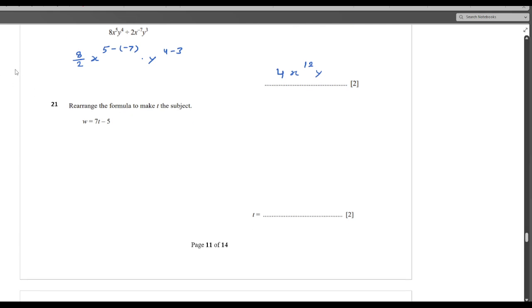Rearrange the formula to make t as the subject. Okay, so here I will add 5 on both the sides, so I will get 7t, and then I will divide both the sides by 7. So I will get t is equal to w plus 5 divided by 7. So your t is w plus 5 whole divided by 7.